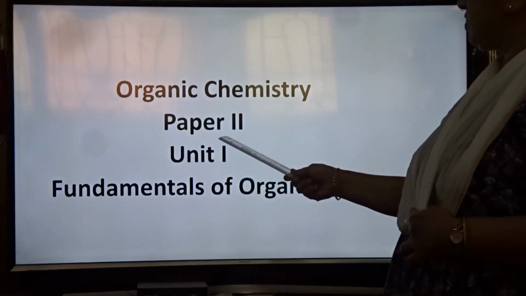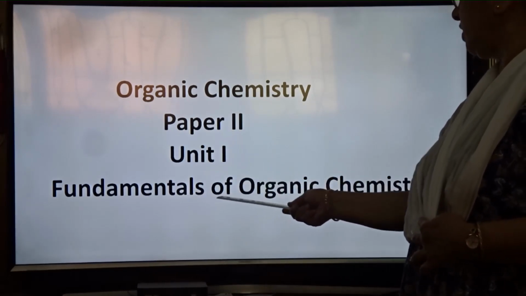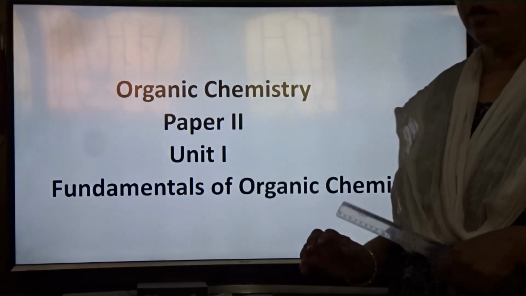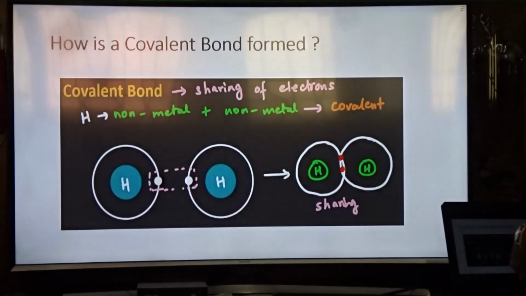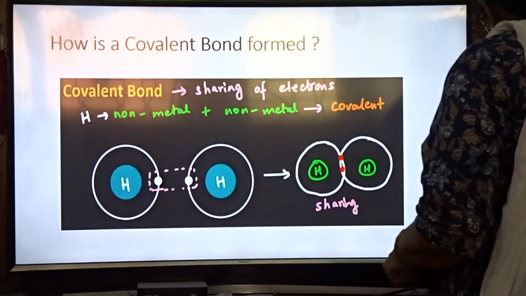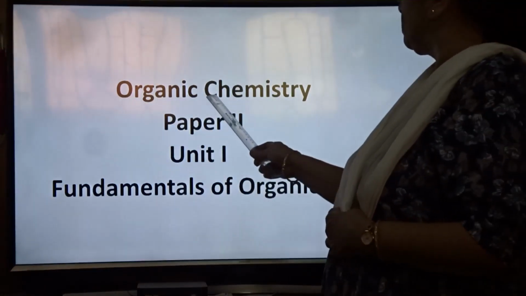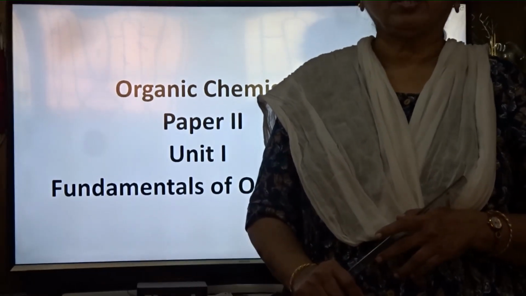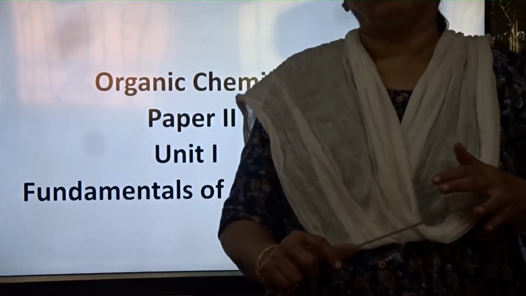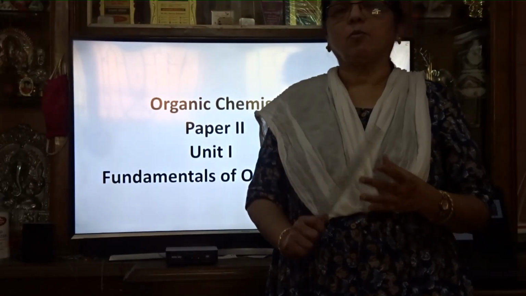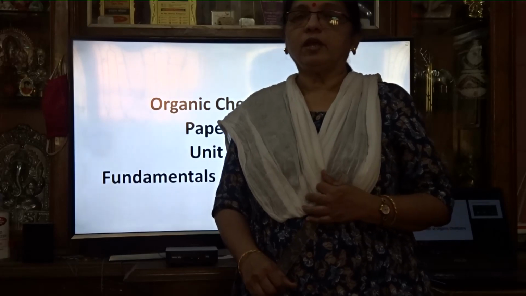So organic chemistry paper 2, unit 1: fundamentals of organic chemistry. Today we start unit 1. First of all, what is organic chemistry? Organic chemistry is the chemistry of carbon and its compounds. When we study carbon and its compounds, it is known as organic chemistry.